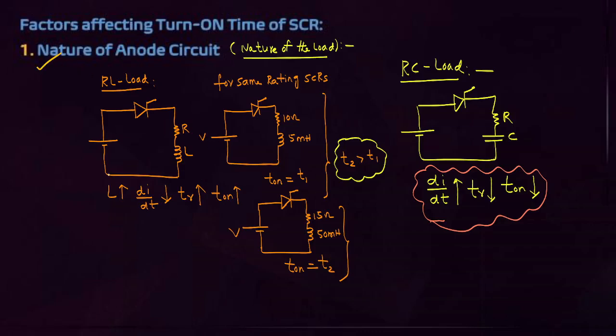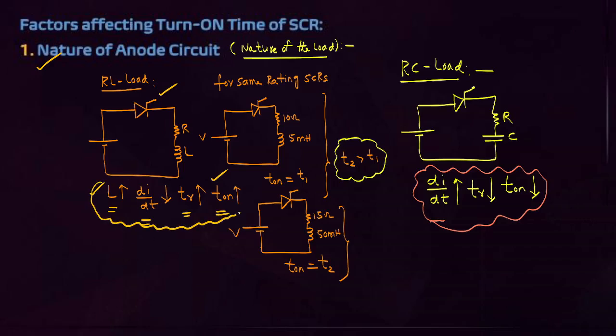Turn-on time depends on the nature of the circuit or the nature of the load. For RL load, students, the turn-on time is high. If inductance increases, turn-on time also increases. Very important: if inductance increases, di/dt reduces because inductance opposes the rise of the current. That's the reason why di/dt reduces. To rise the current, it takes more time. Turn-on time is increased. This is one observation.